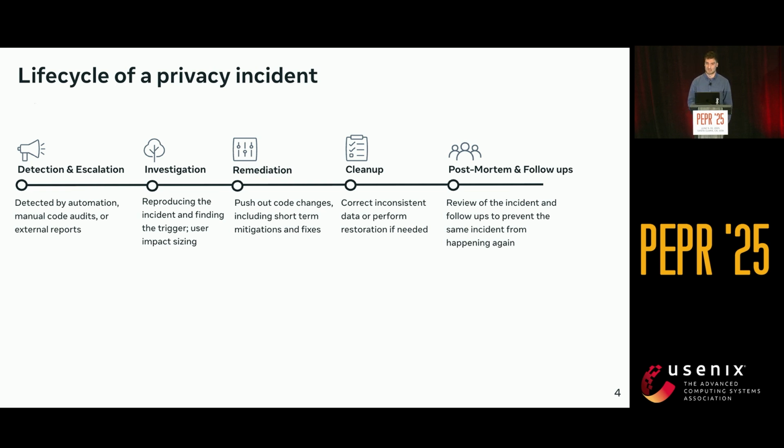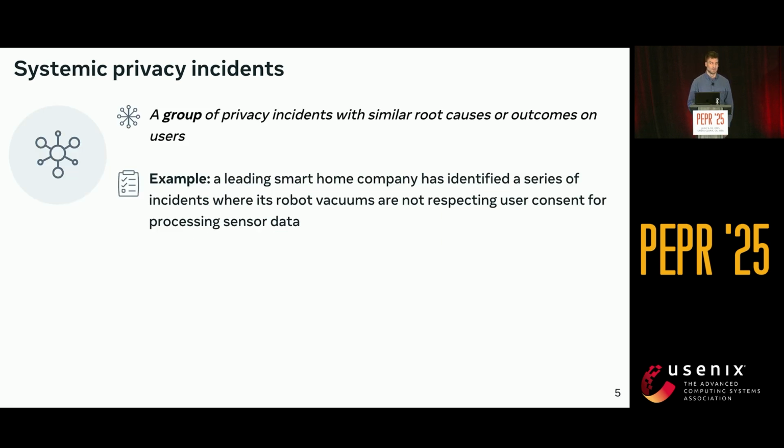So then what's a systemic privacy incident? We define these as a group of privacy incidents with similar root causes or outcomes on users. Here's an example. A leading smart home company experiences multiple incidents in its robot vacuum cleaners where user consent to process sensor data collected by the robots is not being respected.